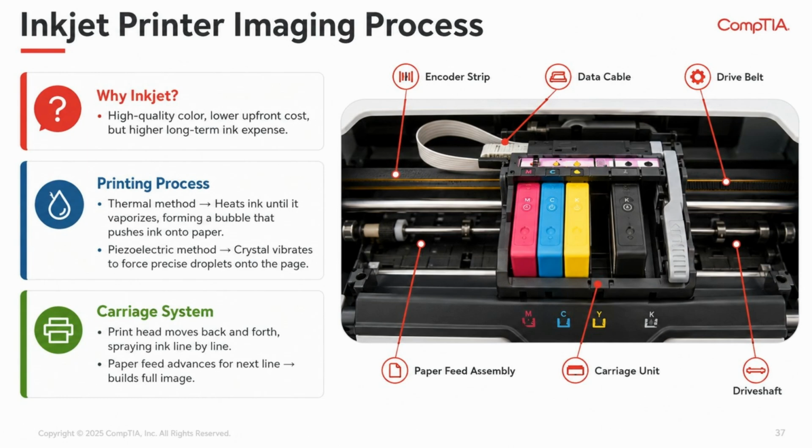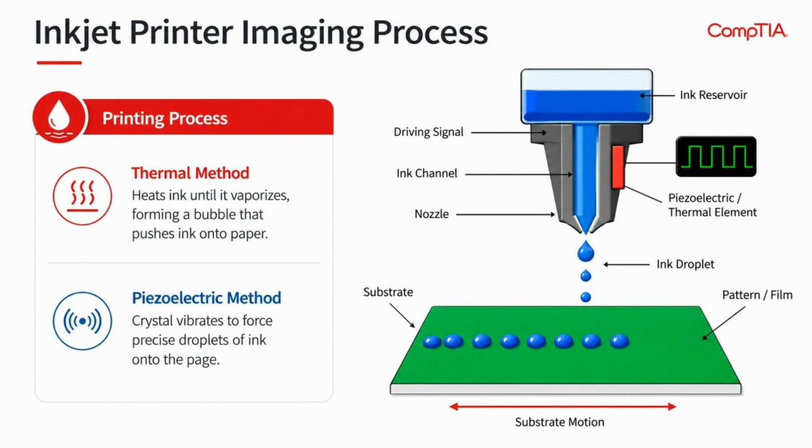Inkjet printers are known for high-quality color. They use either a thermal or piezoelectric process, moving the print head back and forth to build an image line by line. In the thermal inkjet method, ink is heated to create a bubble, while the piezoelectric method relies on crystal vibrations to deposit precise droplets of ink.